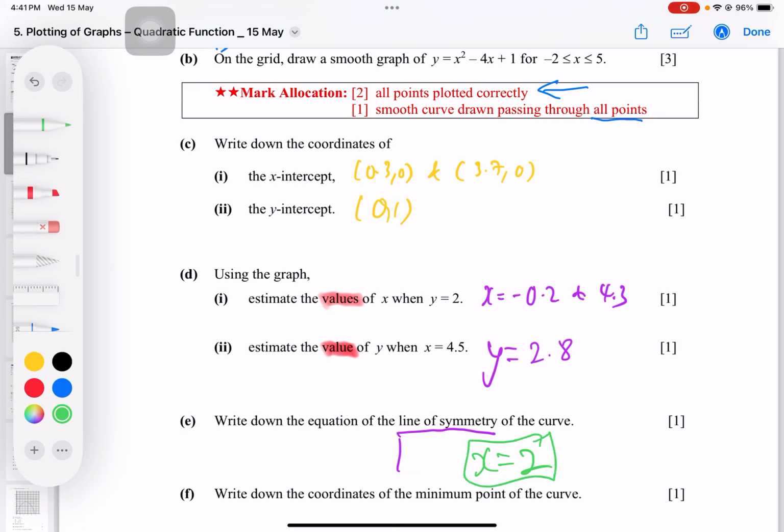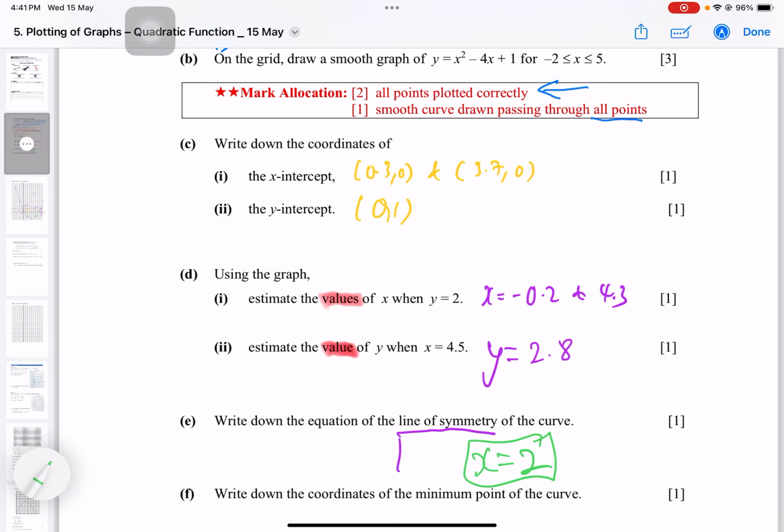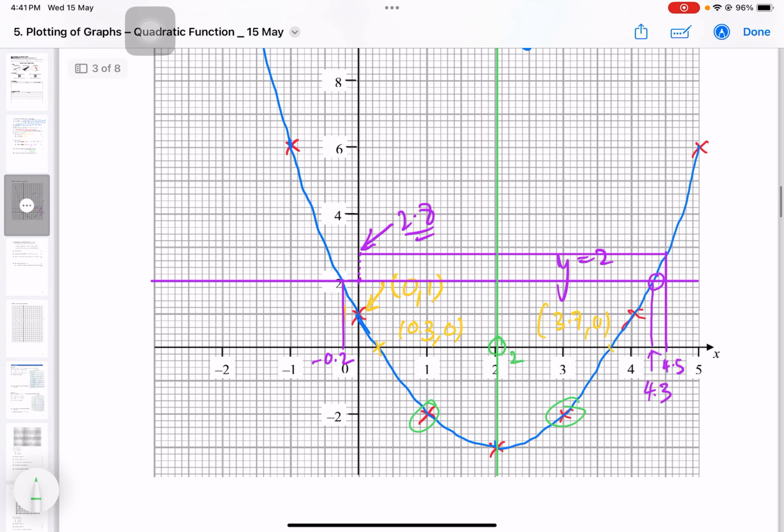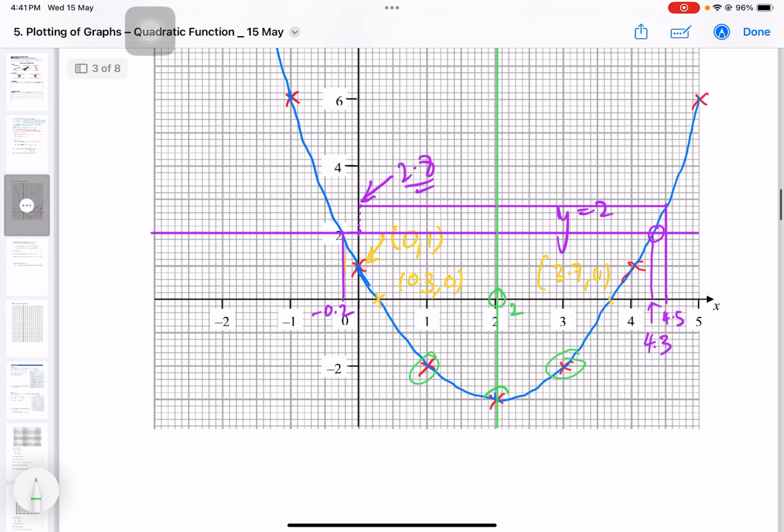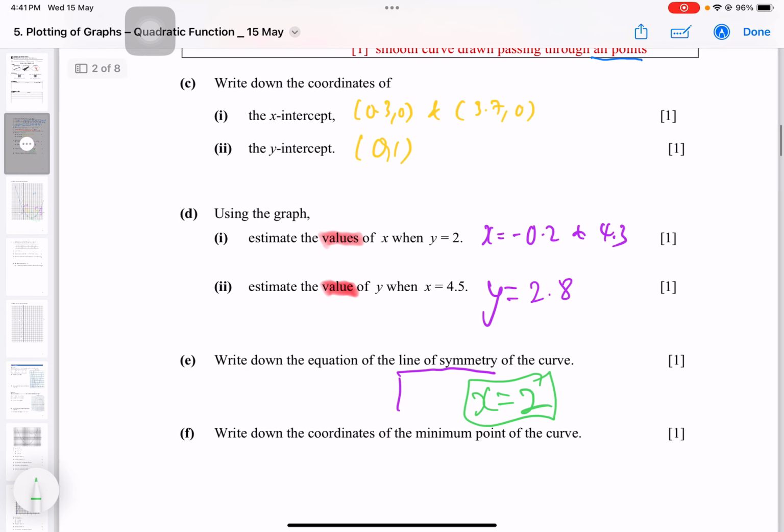The coordinates of the minimum point. If I look at this curve, the lowest point is this point here, and we already know it is x equals 2, y equals -3. So the minimum point is x equals 2 and y equals -3. Okay, that's all for the first question.